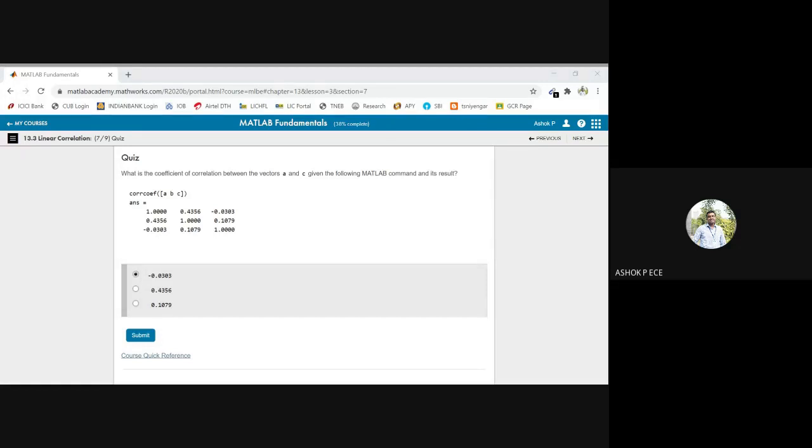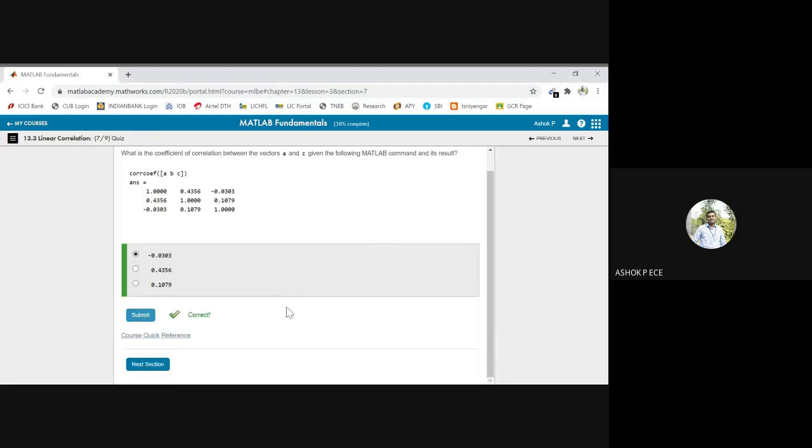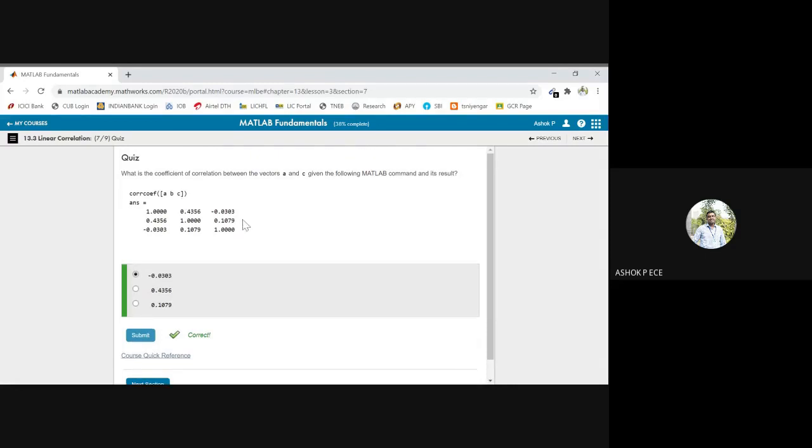The first column is A, second B, and third C. So between A and B, you have to compare the first and second column. Between A and C, you have to compare the first and third column. So if we compare the first and third column, A and C, I think it is -0.303. I'm not sure. We'll see. B and C means the answer will be 0.1079. A and B means 0.4356. Okay. The answer is correct.